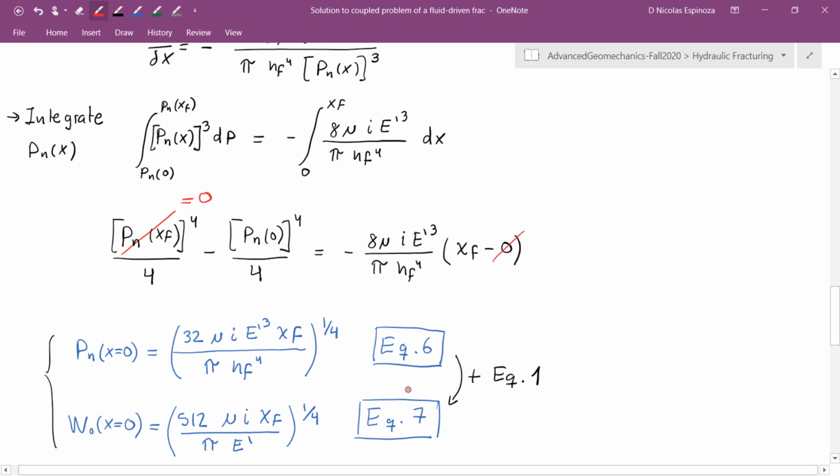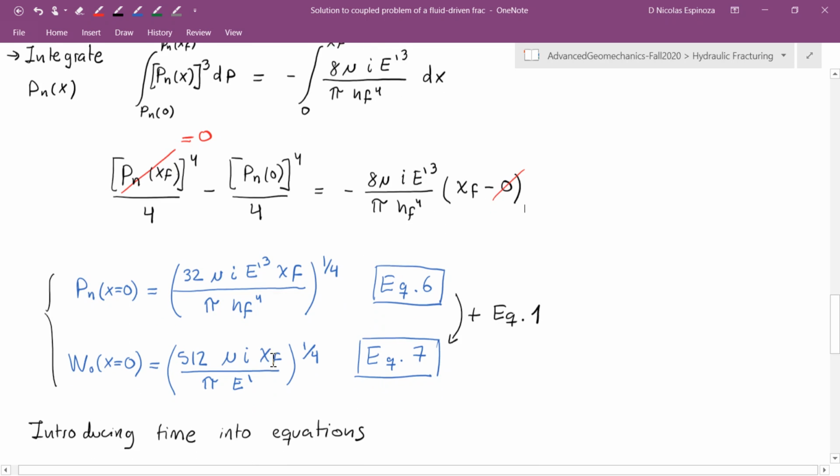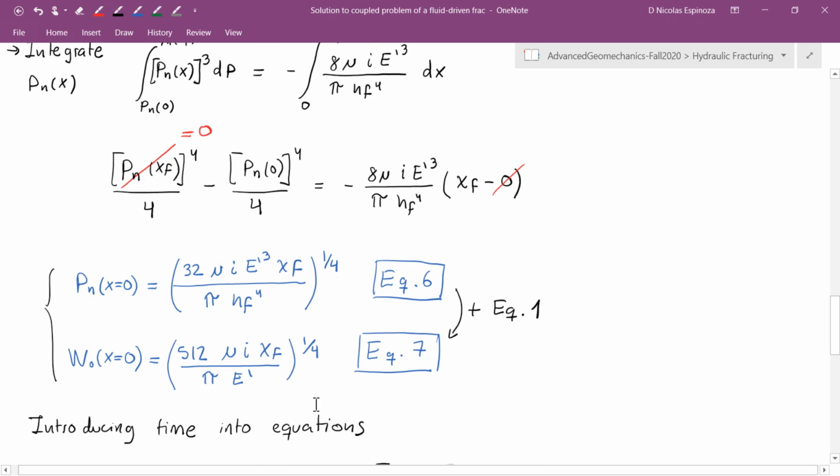And I can work with this same equation and combine it with equation 1, which is the equation of the Griffith solution for the width of the fracture as a function of the net pressure. And I can also obtain, at the coordinate x equal to 0, the width of the fracture as a function of the fracture half length. All right, so what do I do now? I have these static solutions, but I would like to have my solution as a function of time.